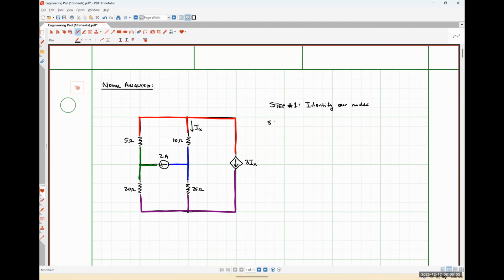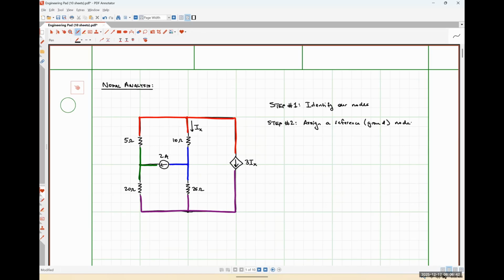Step number two is going to be to assign a reference or ground node. Okay. So I'm going to use the terms reference and ground interchangeably because in this context, they mean the same thing. So by assigning a reference node, what I'm doing is I'm saying one particular node in the circuit has a voltage of 0, and that's the one that I'm going to measure every other voltage against.